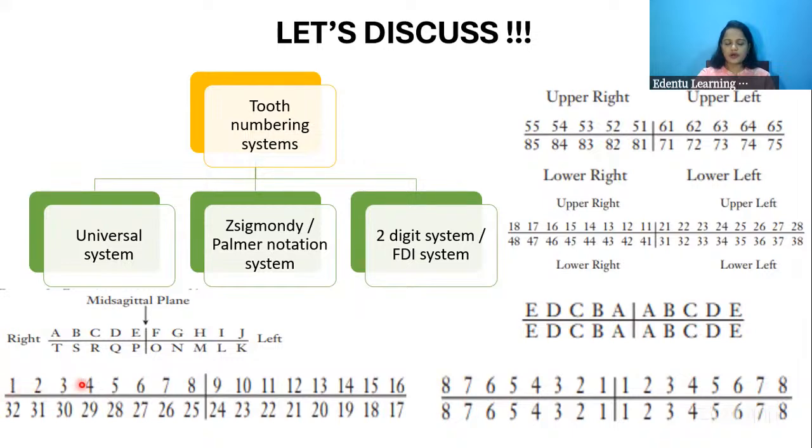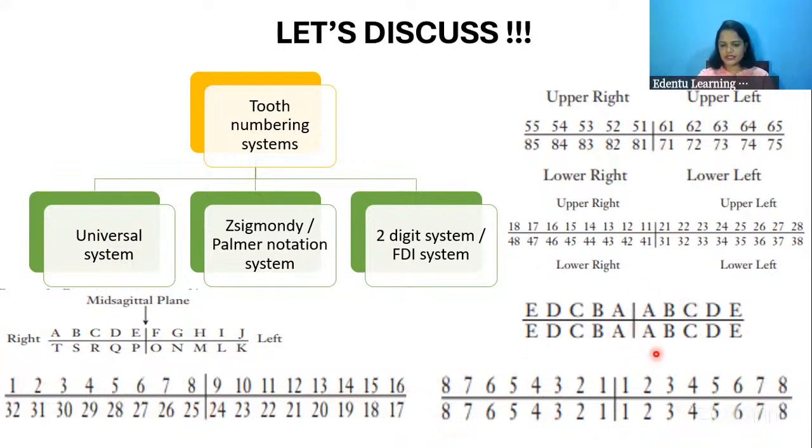Now, sometimes questions can be asked like, under the FDI system, which tooth does 3-3 refer to? Like that also a question can be asked. So you should know that 3-3 refers to the canine. Okay, you should know that. Now, this is the permanent dentition universal system, starting from 1, with all the 32 teeth.